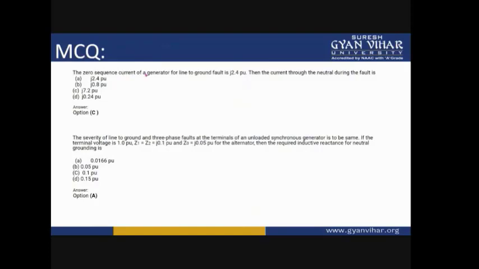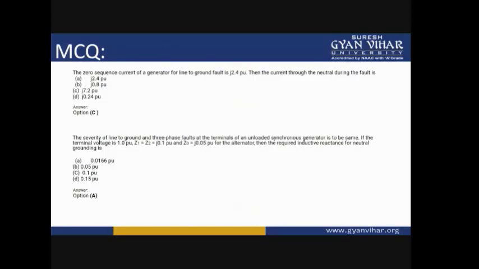Now, the zero sequence current of the generator for a line to ground fault is j2.4 per unit. Then the current through the neutral during the fault would be calculated. Calculate it, and I am giving you 2 minutes for this. It's very easy. The option is j7.2 per unit.